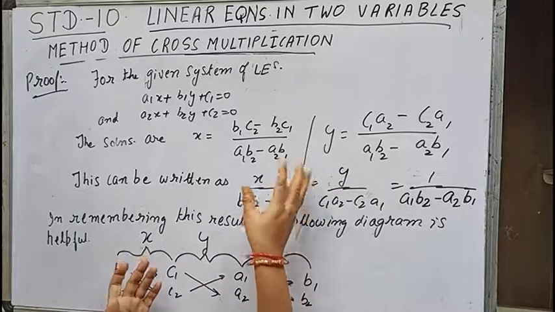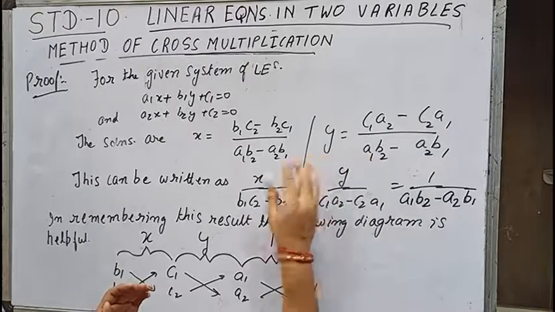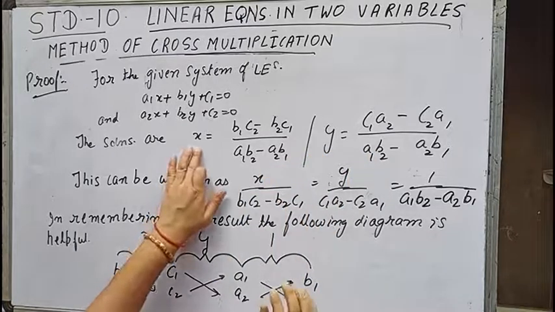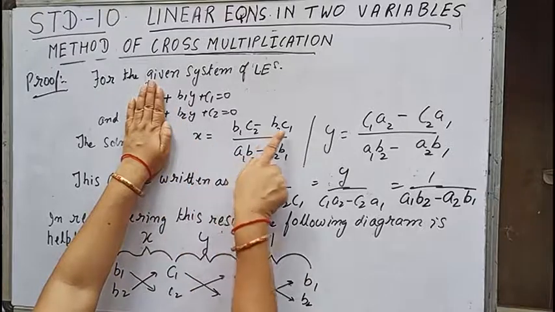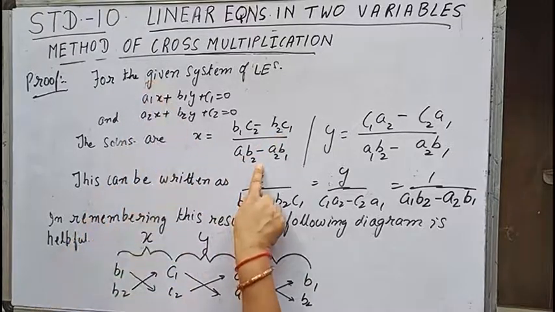I also made you understand how to write or how to remember this formula. What you will do is, for writing the value of x, hide x, and then you write over here BC minus BC in the numerator, and in the denominator AB minus AB.